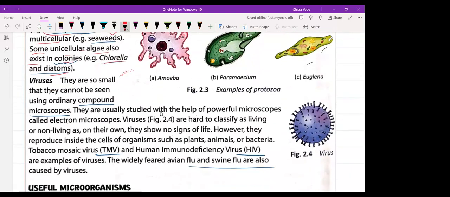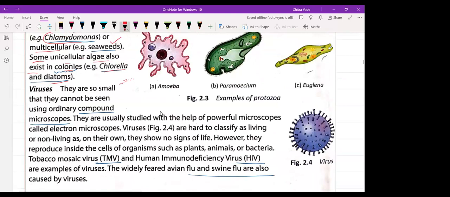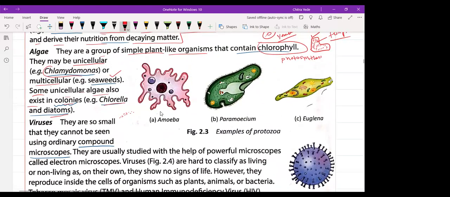Sir, can you pronounce this unicellular one, sir? Yes, sir. Caldera.